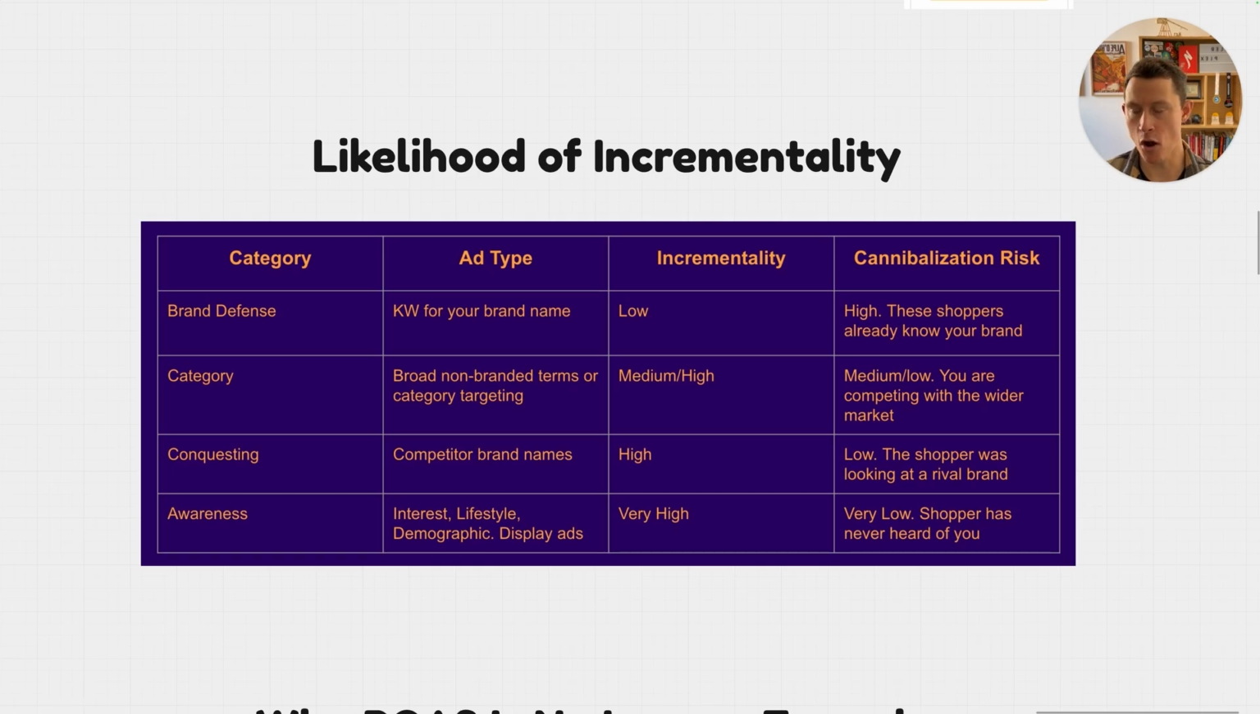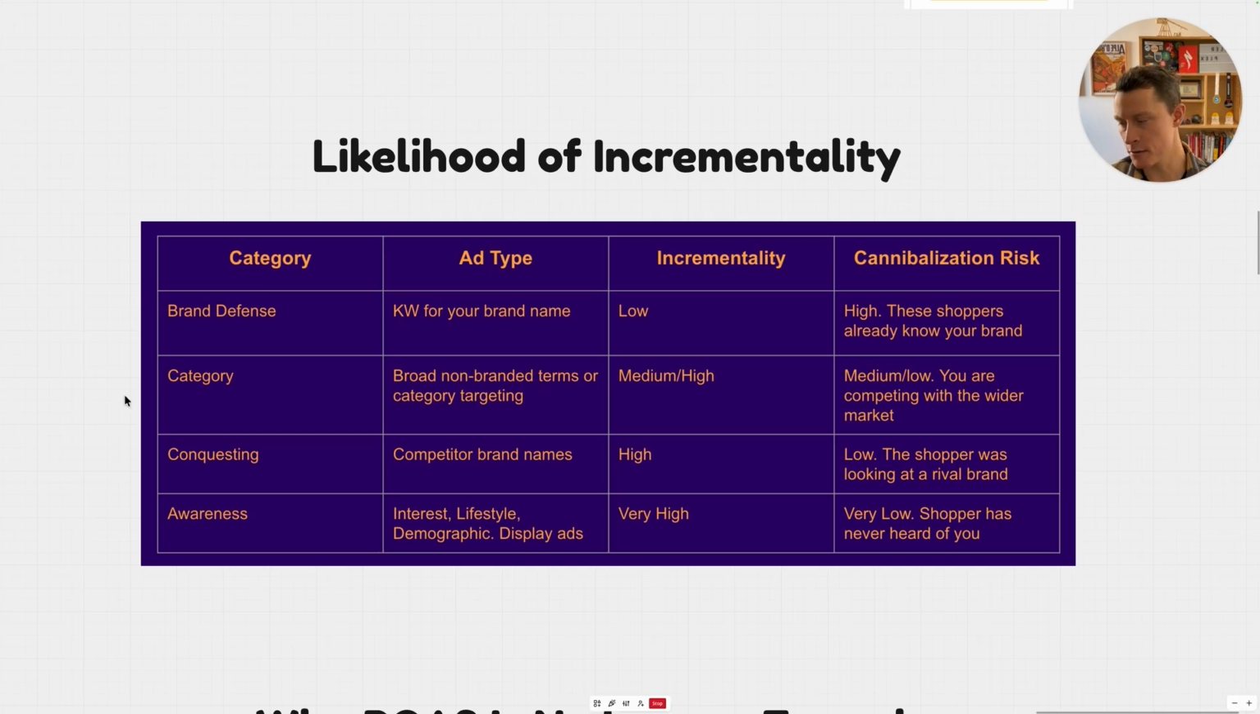These are people that already know your brand. They are searching for you by name. The reason to run these kind of campaigns on Amazon would simply be to defend the territory that you perceive as your own on the marketplace and try to defend against other brands muscling in on that territory and finding customers that are searching for you and trying to divert them to their own brand.